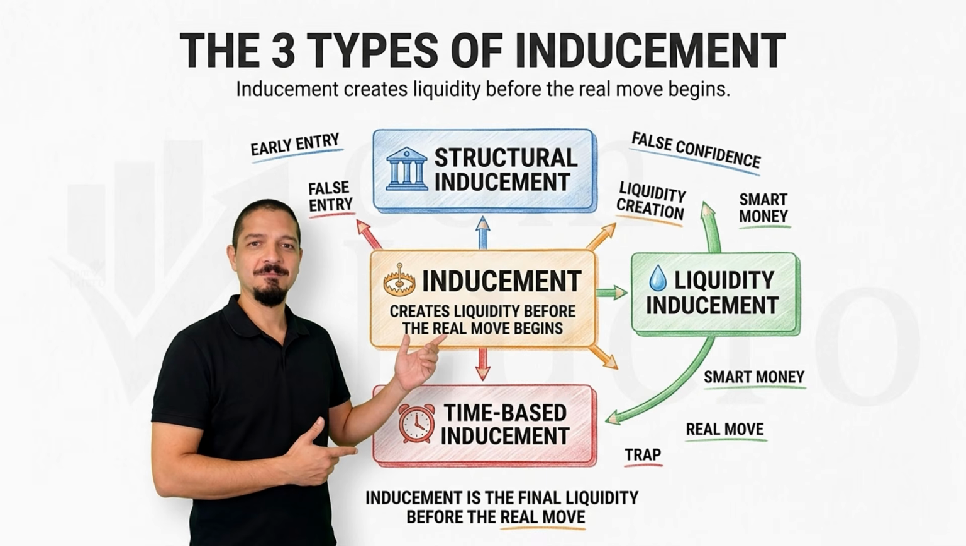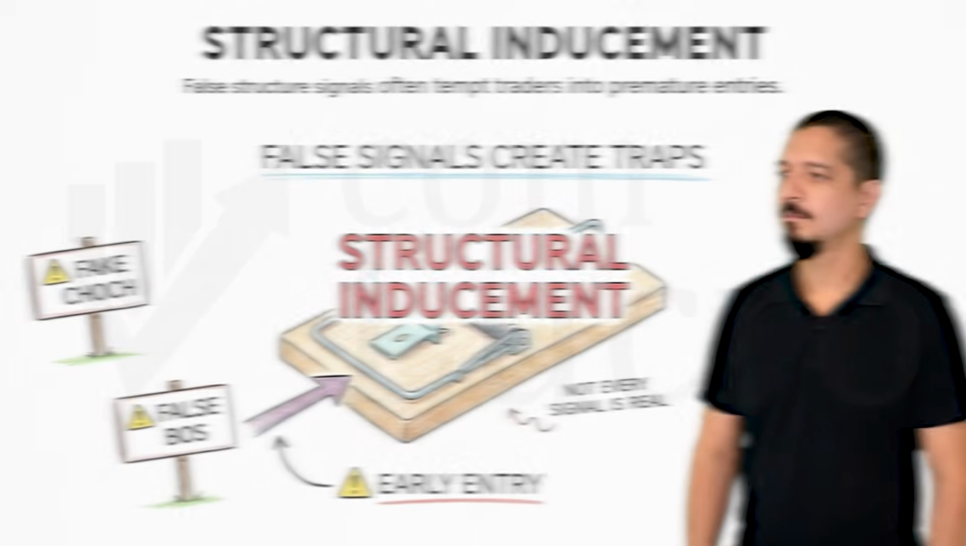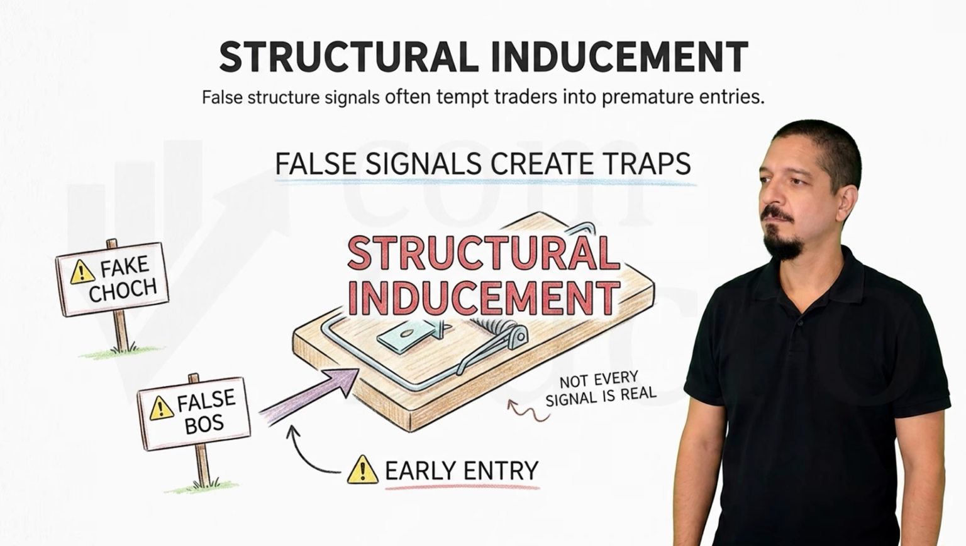It represents the final pool of liquidity engineered to fuel the intended move, and it can appear in several different forms. The most common are structural inducement, liquidity-based inducement, and time-based inducement. Let's begin with structural inducement. Among all these variations, structural inducement is arguably the most important, because it occurs directly within market structure and creates patterns that traders encounter almost every day.